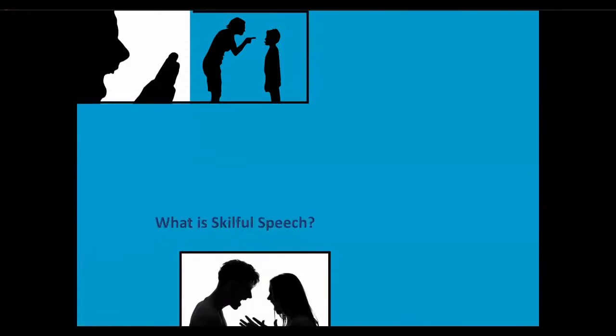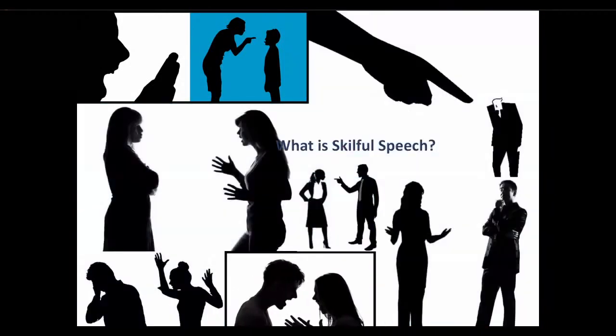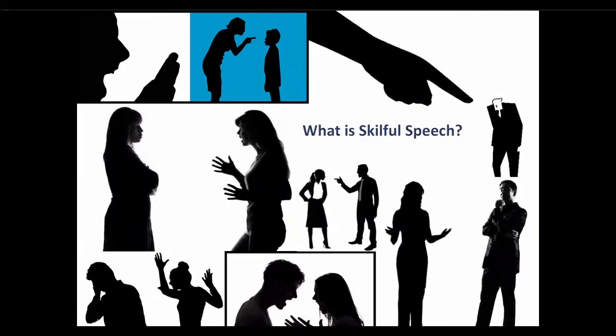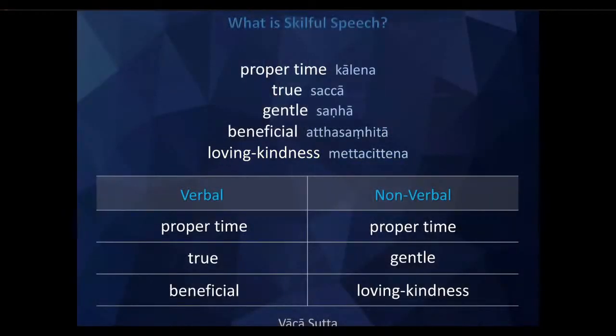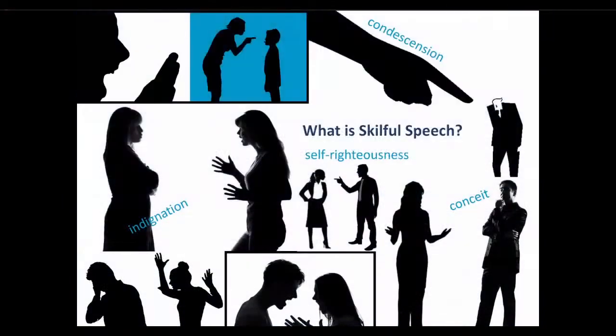When we are angry, we can forget about using right speech. And because of egotism, we judge and criticize using our own benchmark of what is right and what is wrong, and our speech reflects our conceit, our self-righteousness, our indignation, and condescension. So whether we like it or not, there is always the ego, the I. That is why misunderstandings and conflicts often arise.